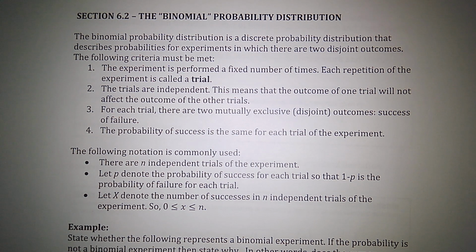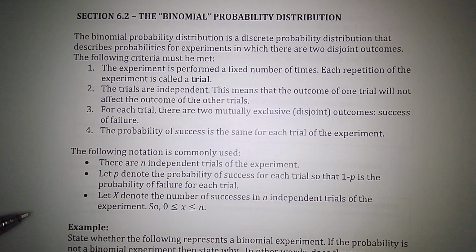Number 4, the probability of success is the same for each trial of the experiment. So for the coin example, you'd have a 50% chance of getting a heads each time. For the dice example, you'd have a 1/6 probability of rolling a 1 each time, and that number never changes.